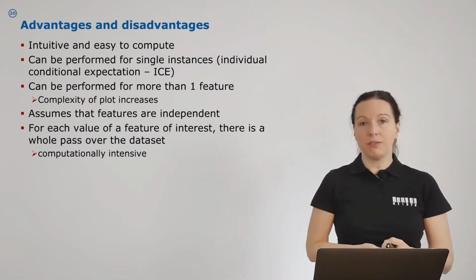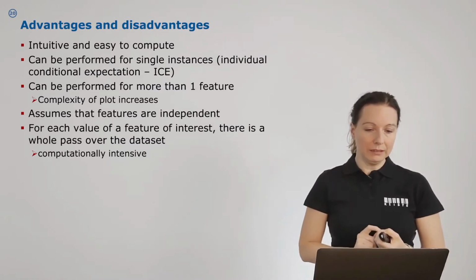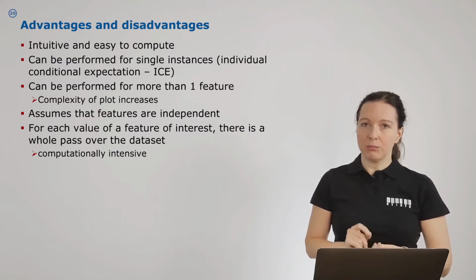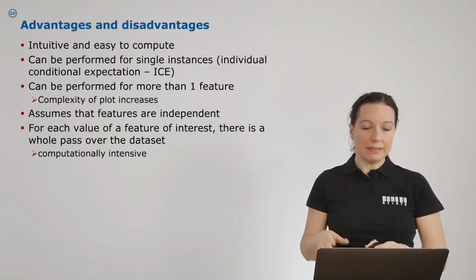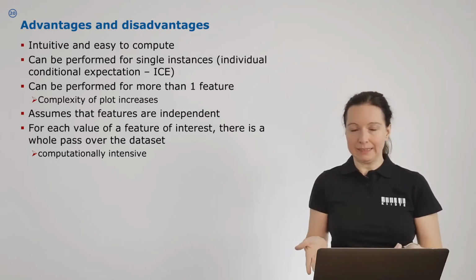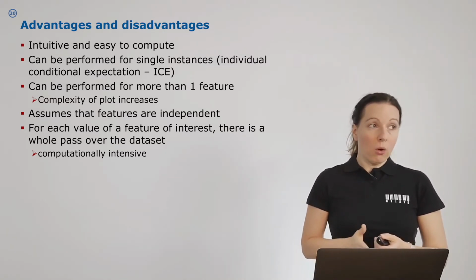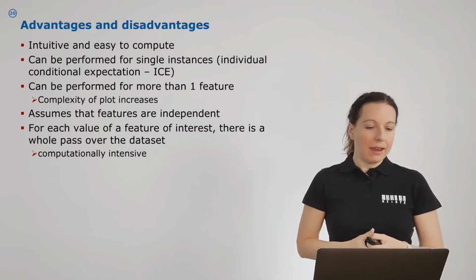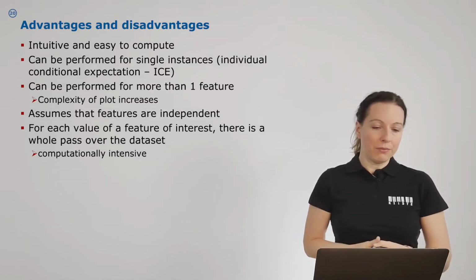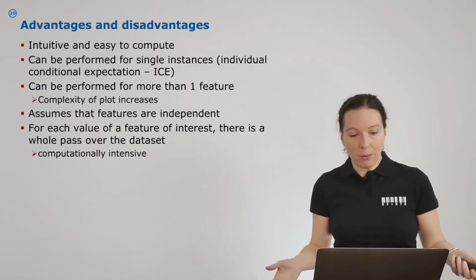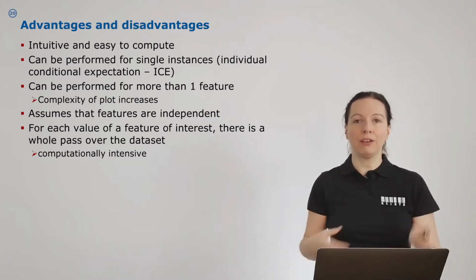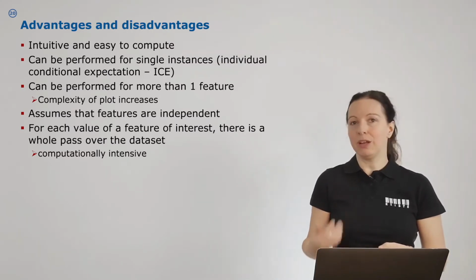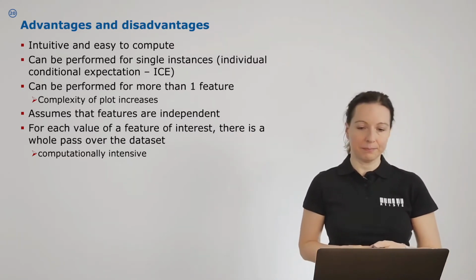It assumes that the features are independent. This is a crucial thing. So it will destroy your interpretation, and it will destroy the plot, and it's misleading when features are correlated. Or also not only when they are correlated, but also when features interact with each other. And then for each value of a feature of interest, there's a whole path over the data set. So it means you need to calculate a lot, but in the best case, this calculation is not so computationally intense.